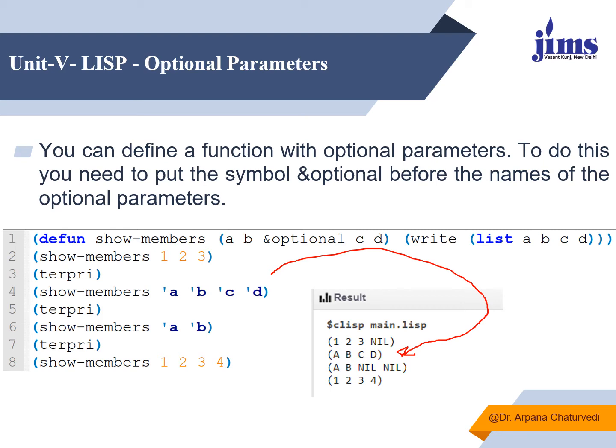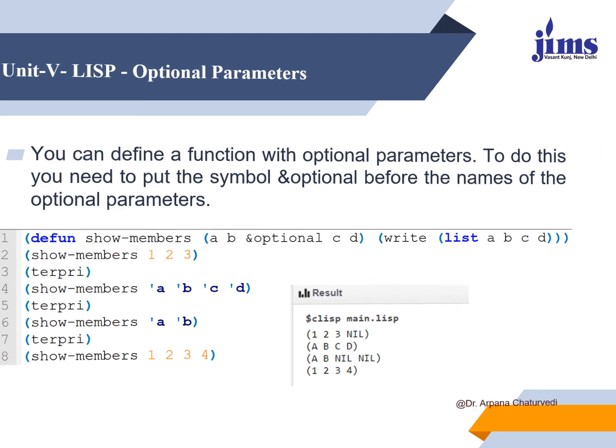Now again when I say show members A, B, 2 arguments are compulsory. You can see A and B are printed, and in the place of the rest of the optional parameters 2 nils are coming. So 2 is the minimum, 4 is the maximum. You can pass any kind of data type. As you have passed numbers over here, you can see that the output is numbers. So this is how we use optional parameters in a function.